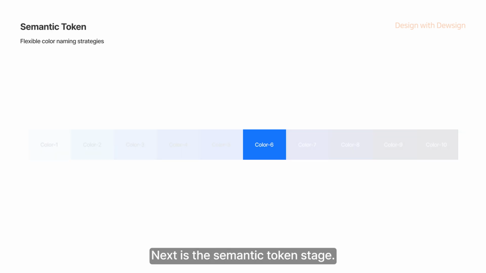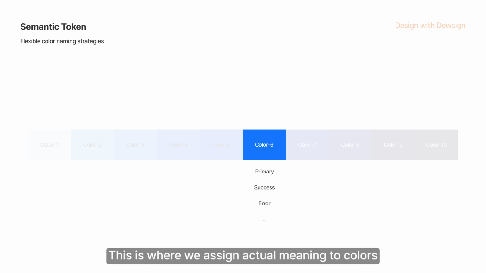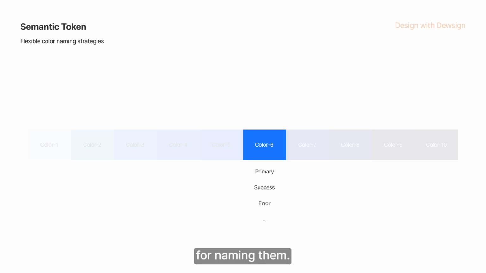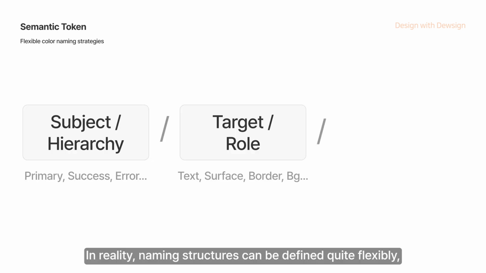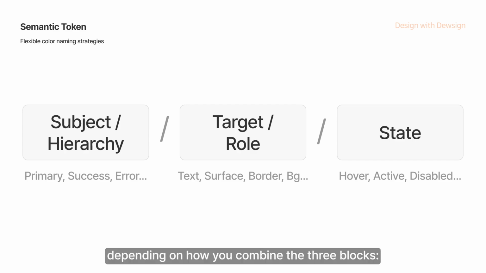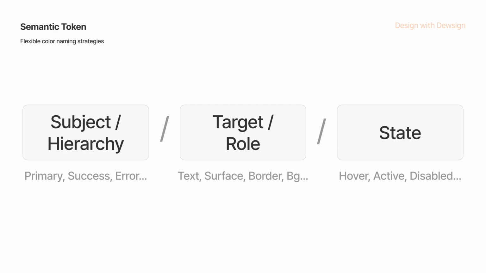Next is the semantic token stage. This is where we assign actual meaning to colors that were previously just raw materials. Many people wonder if there is a fixed formula for naming them. In reality, naming structures can be defined quite flexibly, depending on how you combine the 3 blocks: subject and hierarchy, role and target area, and state.